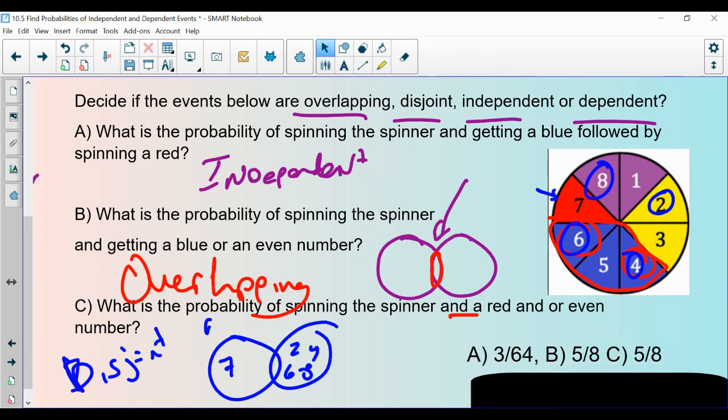If you wanted to, here are the answers to each of these three questions. You do need to know how to do those, but I went over that already in a previous lecture. I just want to highlight the difference between independent, overlapping, and disjoint. It would not be a bad idea to make sure that you know how to get these answers, though.